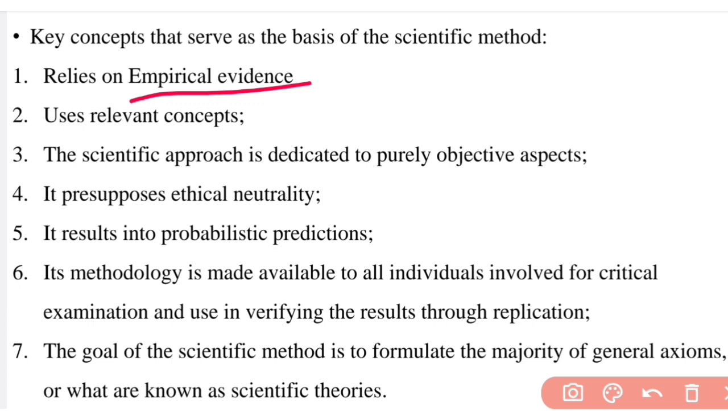जशा प्रकारचा डेटा तुम्हाला मिळालेला आहे तोच डेटा मांडणं, ऑब्जेक्टिव्हली डेटा मिळवणं, त्याला म्हणतात empirical evidence. Scientific method uses relevant concepts of that particular research problem, and scientific approach is dedicated to purely objective aspect. So there is no room for subjectivity. You will note down the results as they come, and it is most important that scientific method presupposes ethical neutrality.